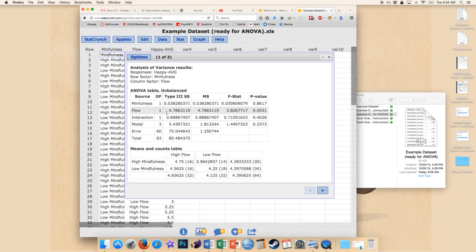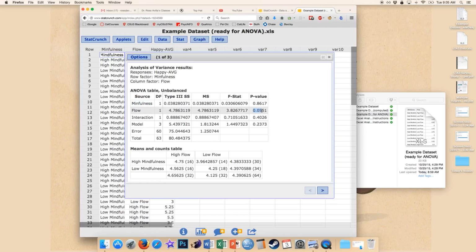To explain some of this, to figure out if we have any main effects or interactions, you want to check out the p-values right here. For this one, you look at it one factor at a time. So basically, does mindfulness have any effect on happiness? In this case, it doesn't because our p-value is above 0.05. So we'd say there's no main effect for mindfulness.